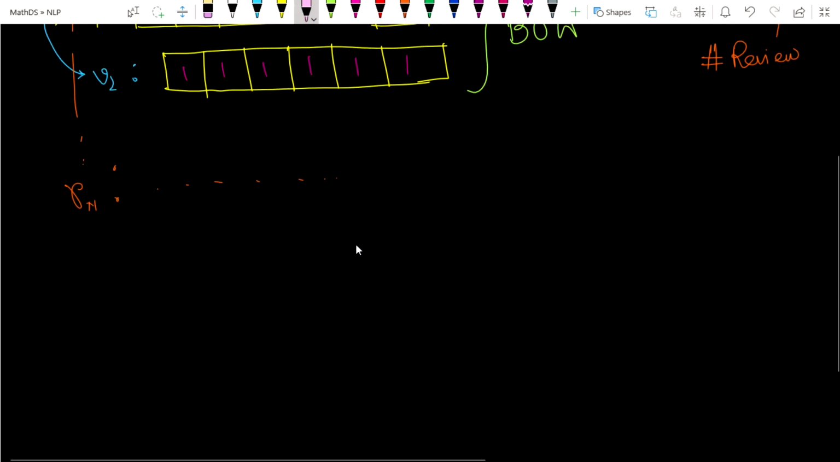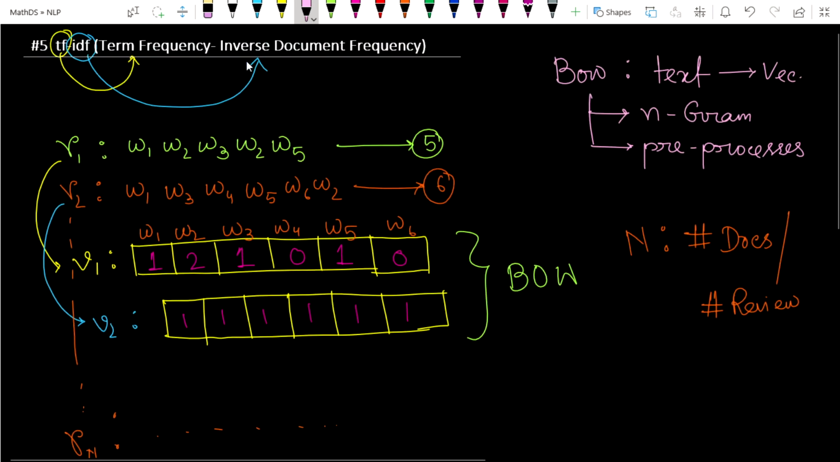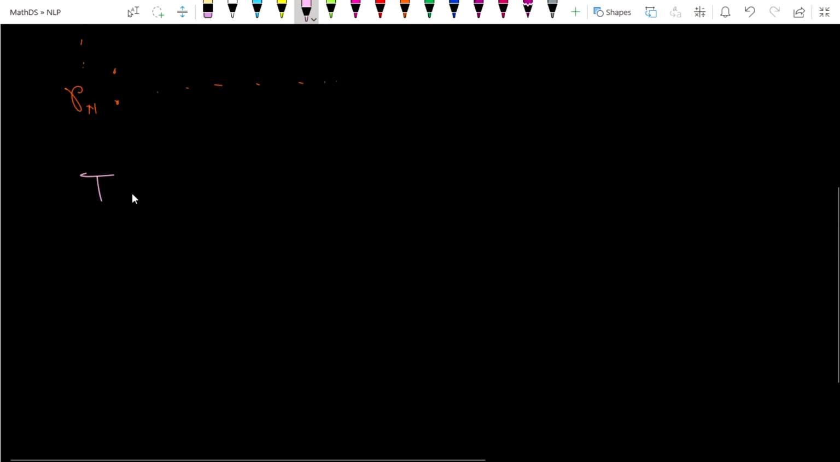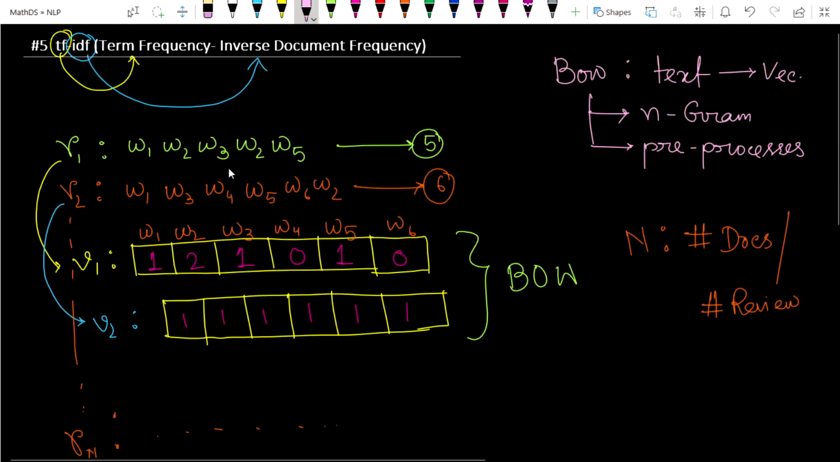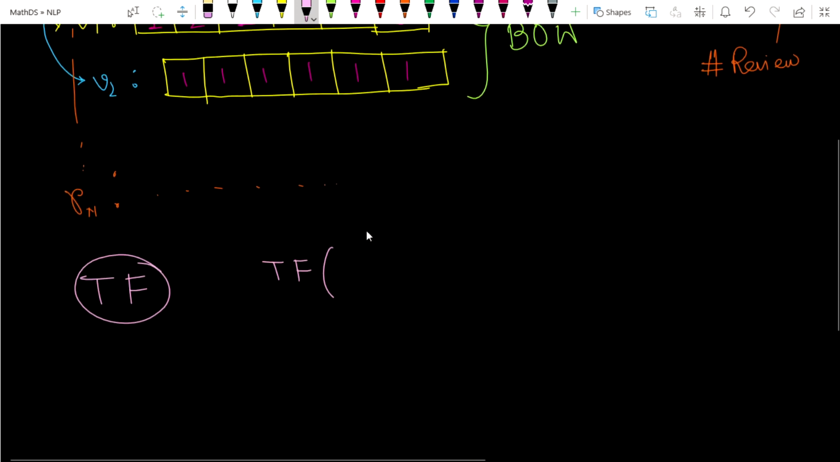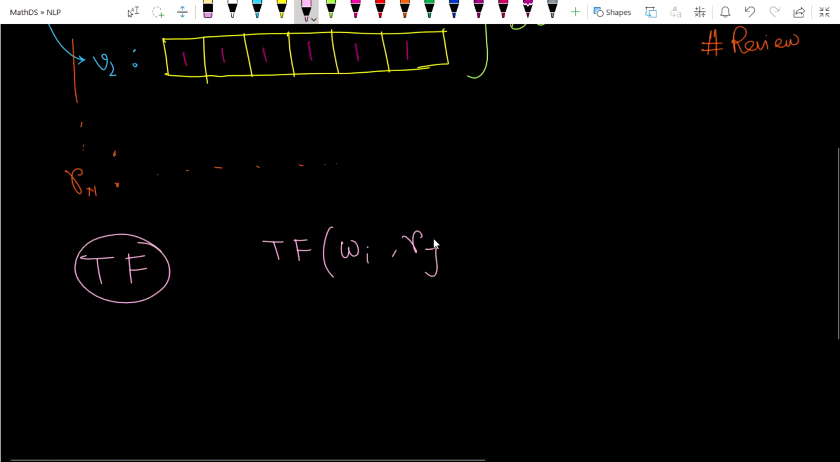Let's clarify what term frequency is. First try to understand term frequency, then I will go to inverse document frequency. So the term frequency definition will be like this. Suppose we have picked any word Wi from any review, say review j.